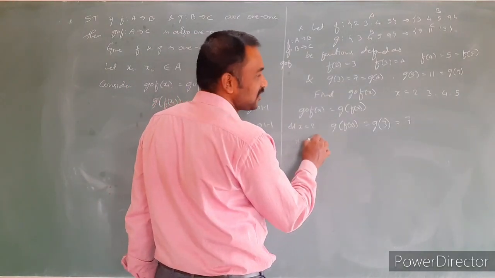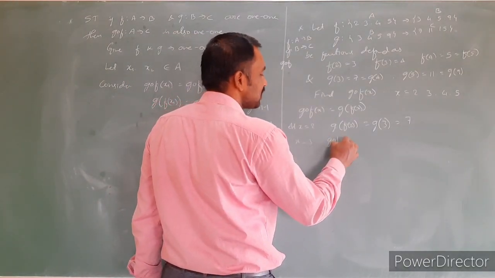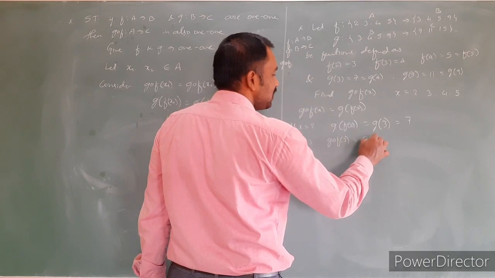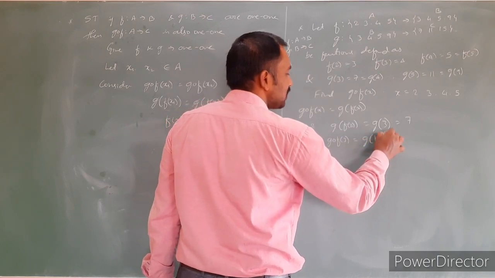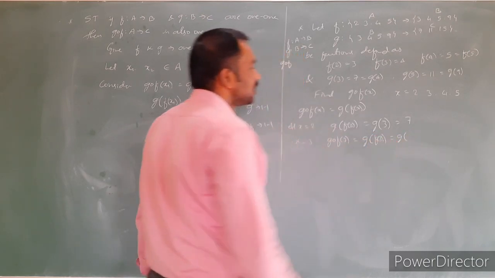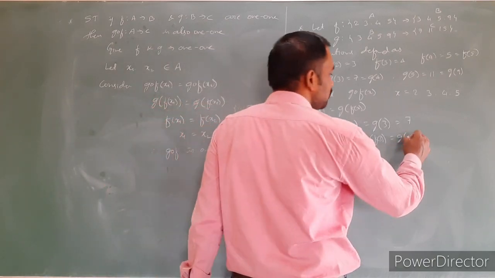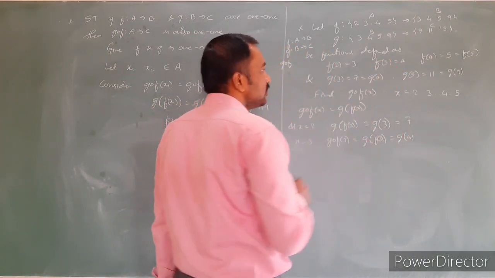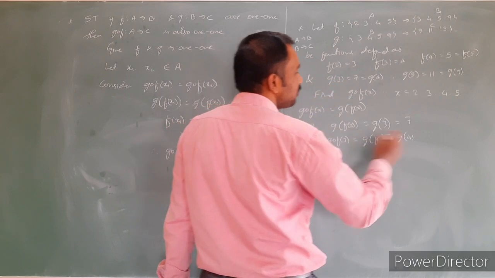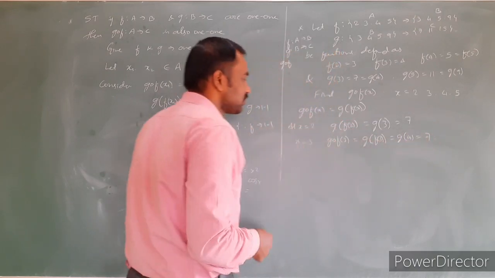Similarly, at x equal to 3, what is g circle f of 3? We can write g of f of 3. Do you know f of 3? Yes, f of 3 is 4. Do you know g of 4? What is g of 4? That value is 7. That's all.